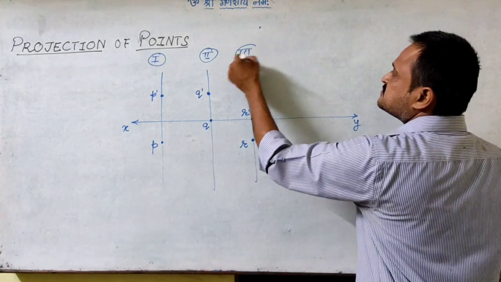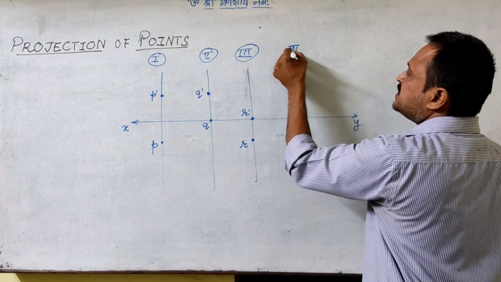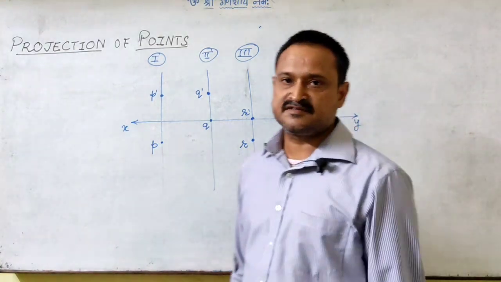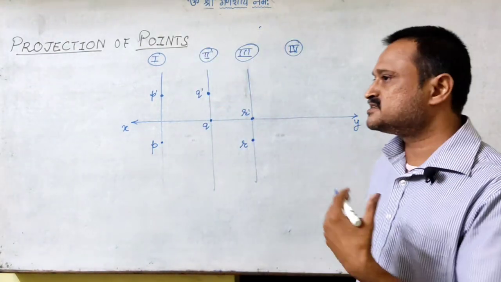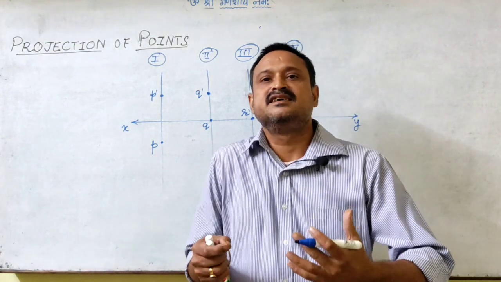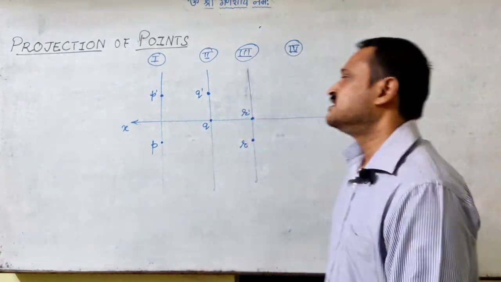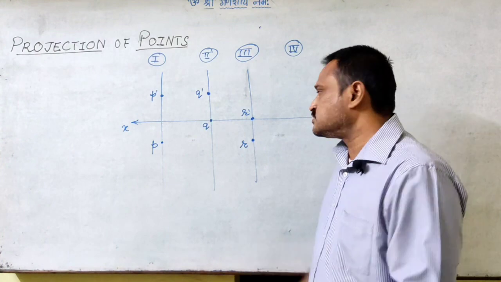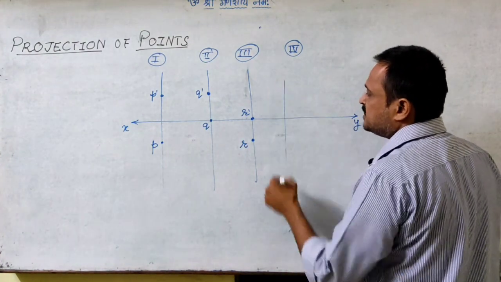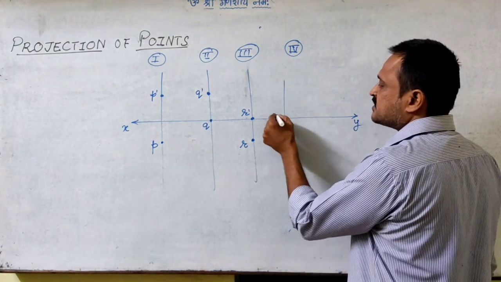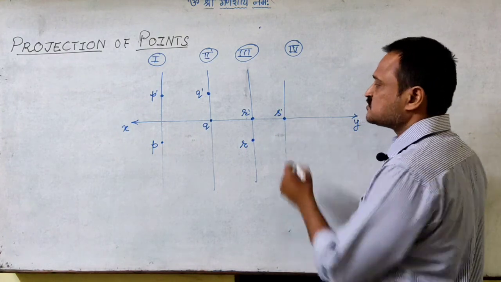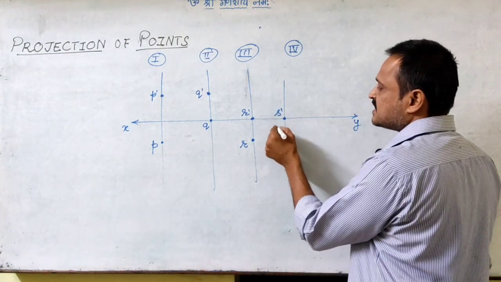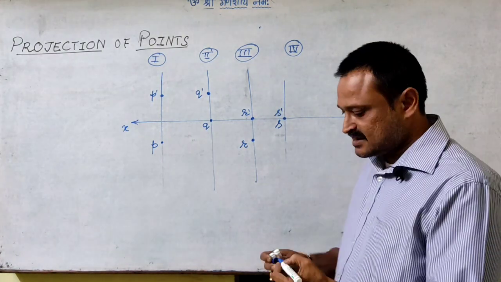And in the fourth case, we have seen that the point is on both the reference planes. So if a point is in both the reference planes, that means it is on the XY line. So height is 0, the width is also 0. So 1 point, 1 projector. So I get the front view also on the XY line, that is S dash, as well as the top view there itself.